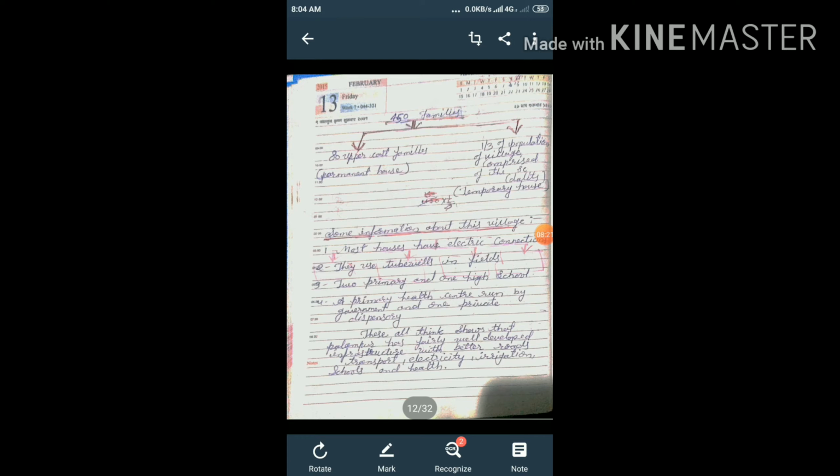Okay, so first we see the background of this village. In this village there are a total of 450 families living there. Out of 450 families, there are 80 upper caste families, and upper caste families have permanent houses. Just a minute, I will show some pictures to you.